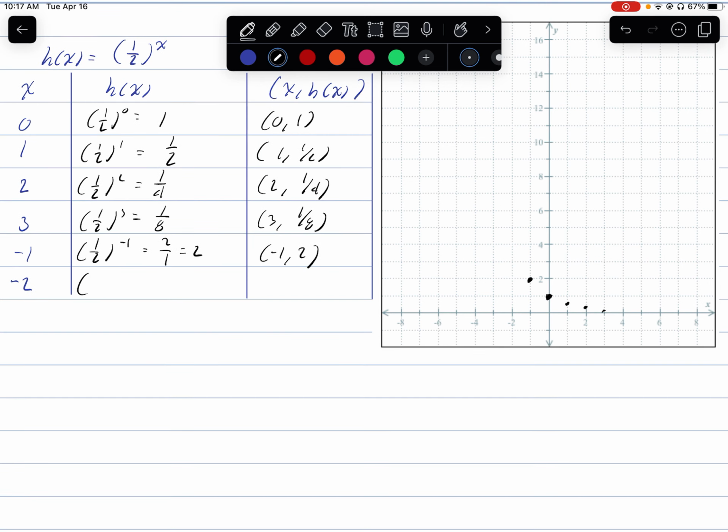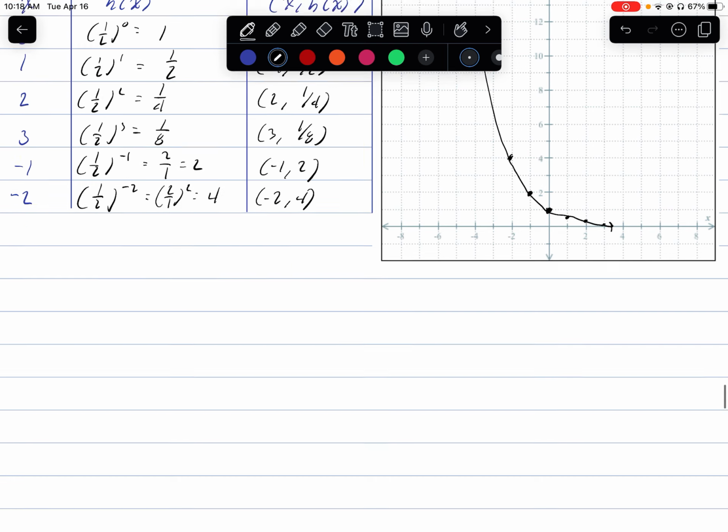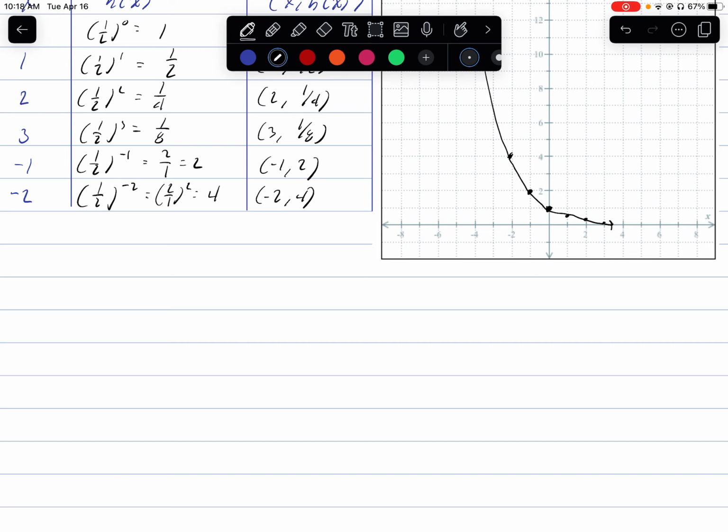Okay, and how about 1/2 to the negative 2? Well, remember here, if we have something raised to a negative power that's not 1, say it's negative 2, like here, you flip it and then you make the exponent positive. So this will give us 2 over 1 squared, or just 2 squared, which is 4. So we'll have the point negative 2, 4. Okay, so this is the basic shape of our graph here. Once again, we're getting closer and closer to 0 as we go positive this time, and it's getting bigger and bigger as we get smaller.